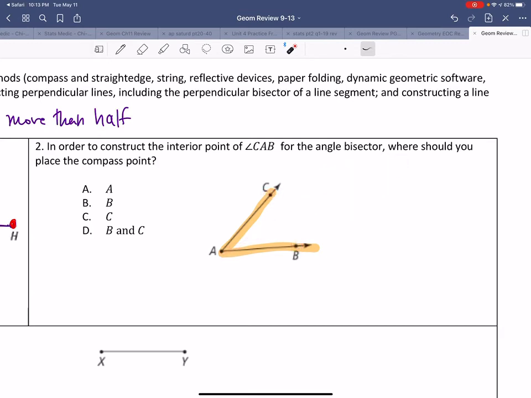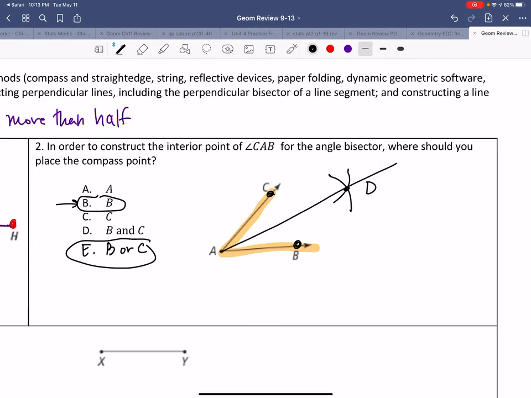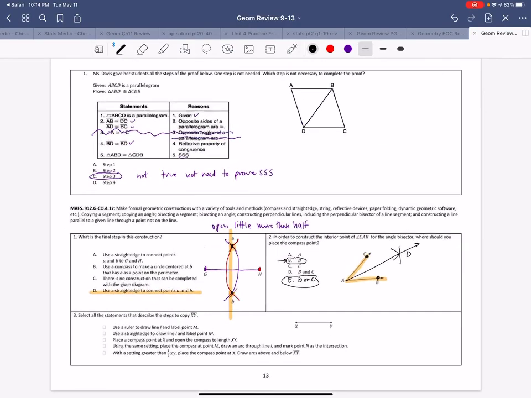So I don't like this. I'm going to say at B or C. You can pick either point to make an arc and then make an arc. But normally you would just go alphabetical. So you would pick B, place the compass at B and make an arc. You just go in alphabetical order. Then place it at C and make an arc. Make that new point D, and then use a straight edge to connect AD. That's the rest of the steps. Cool. All right, question number 3.